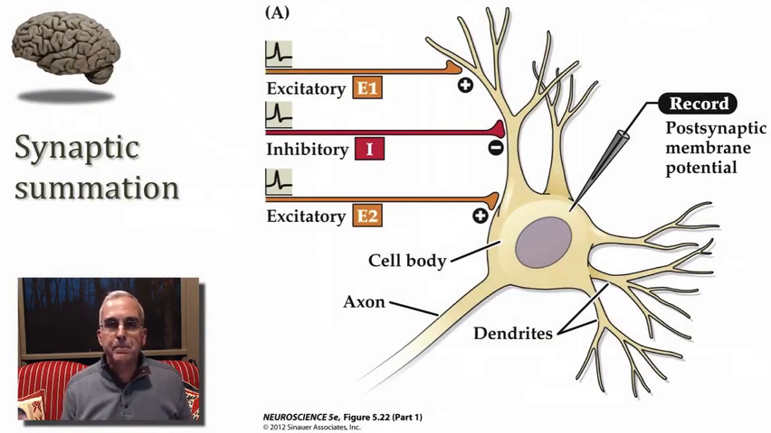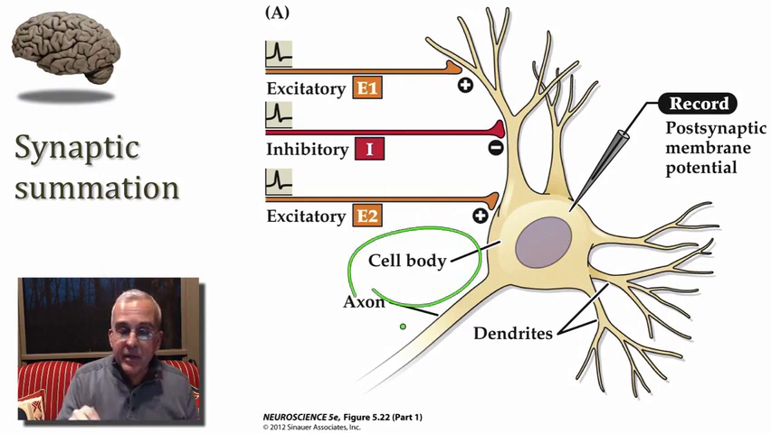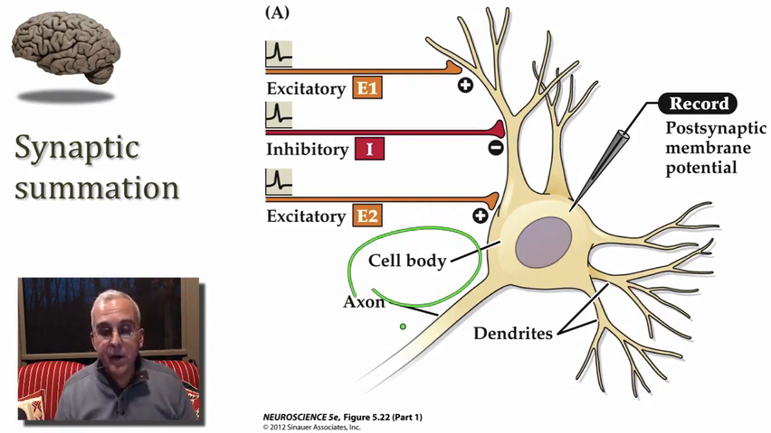All right, now I'd like to switch gears just a little bit and talk about the integration of both excitatory postsynaptic potentials and inhibitory postsynaptic potentials. And in figure 5.22, we see a very simplified representation of what we find in the brain. We have a postsynaptic neuron that's receiving a number of inputs. We're illustrating 3 of them here.